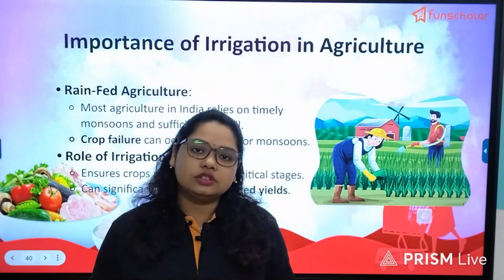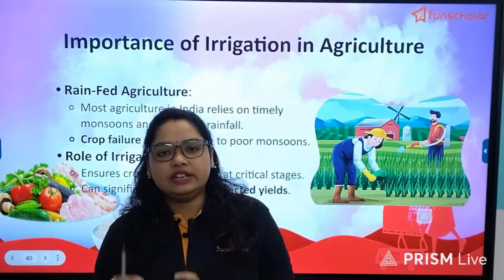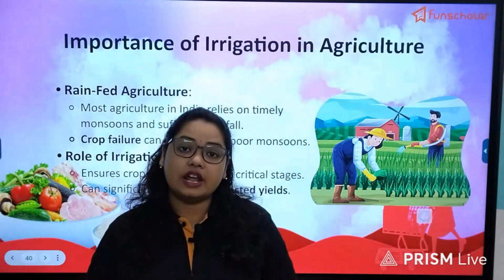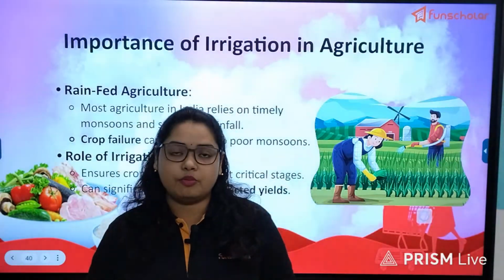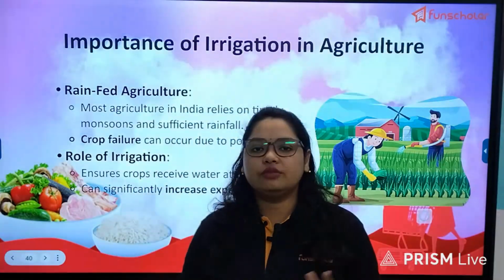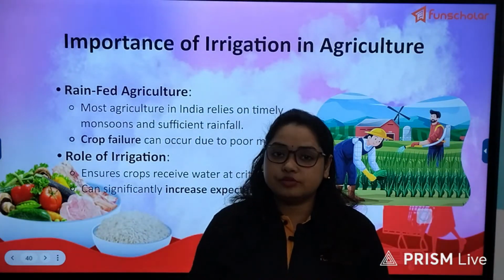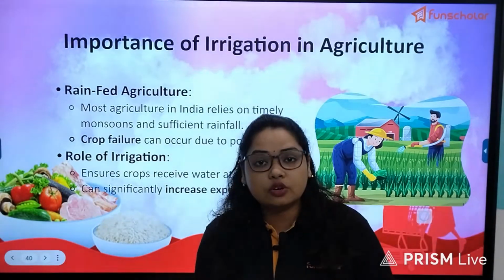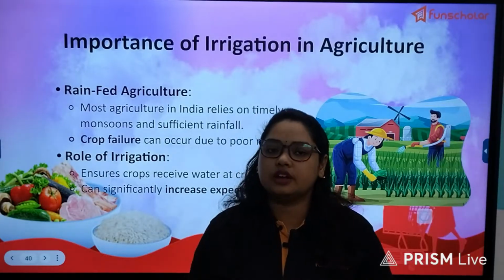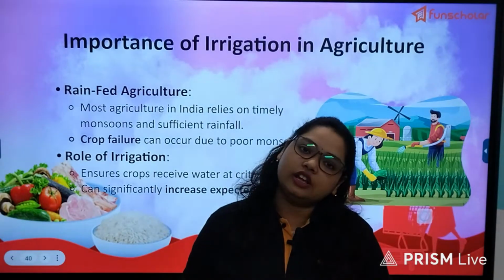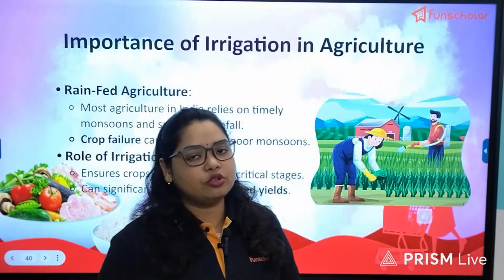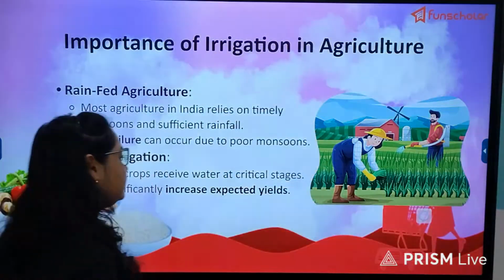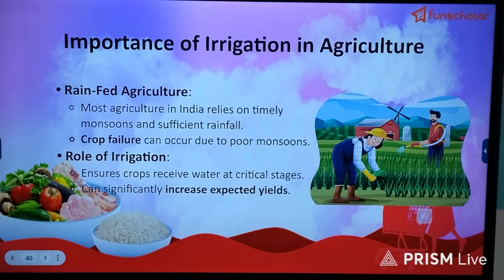Then throughout the growth period also we need optimum supply of water according to the requirement of the crop, because, as we will go through in the types of crops, some crops require less water during the growth period while some others require a high amount of water. So according to their need, optimum amount of water should be supplied, and this is the goal of irrigation.